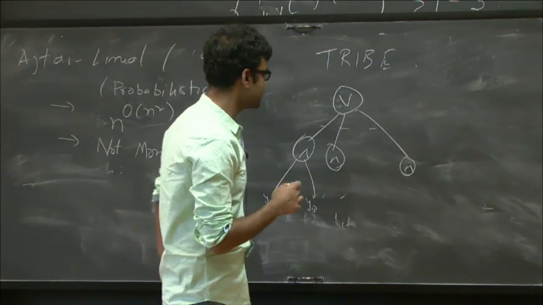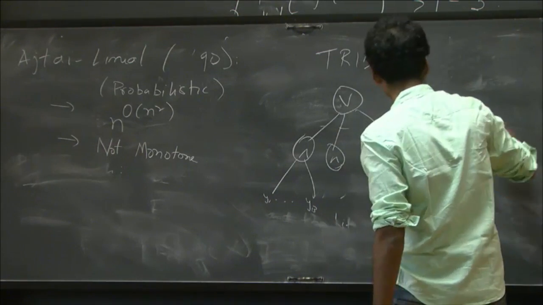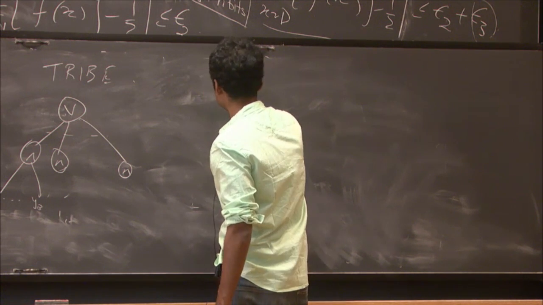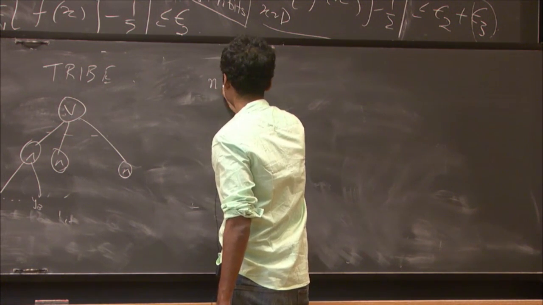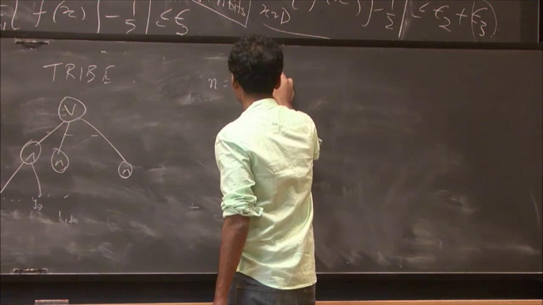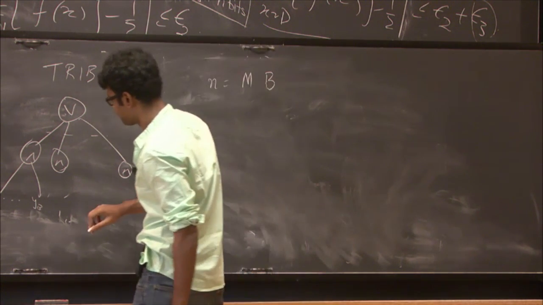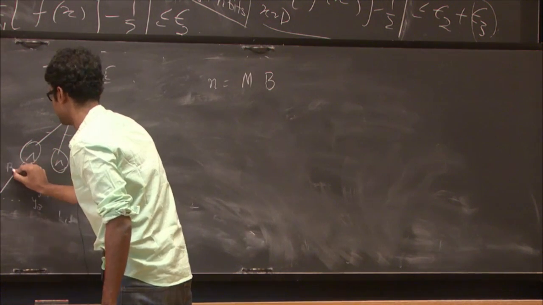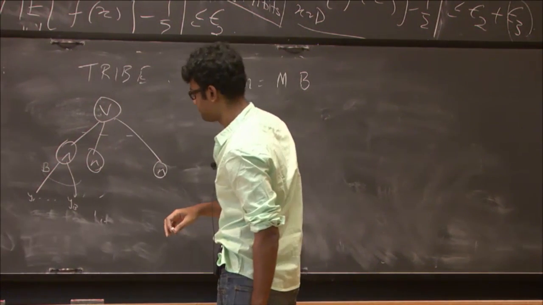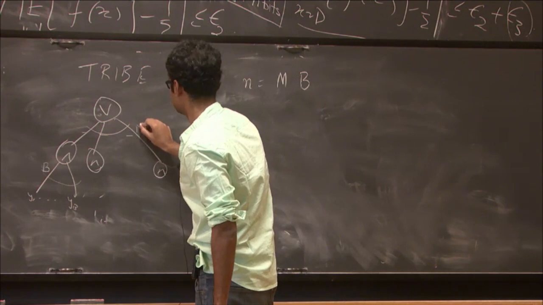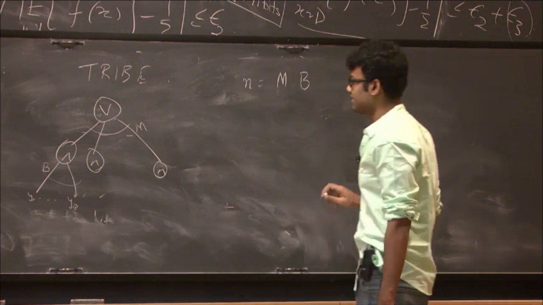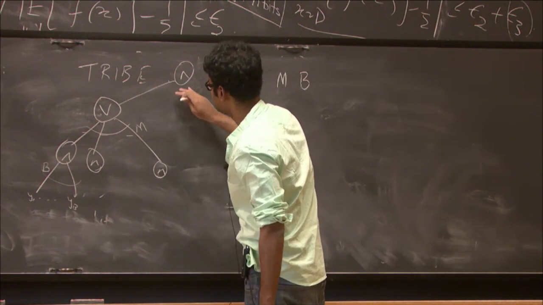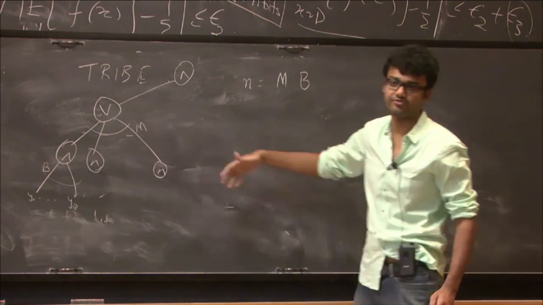So the Ajtai-Linial construction is of this form. Okay, so let's set up some notation. Let n be m times b, where we think of the size of the tribes as b, and this is m. So the Ajtai-Linial function has a top AND gate, and it does an AND of a lot of tribes on the same set of variables.